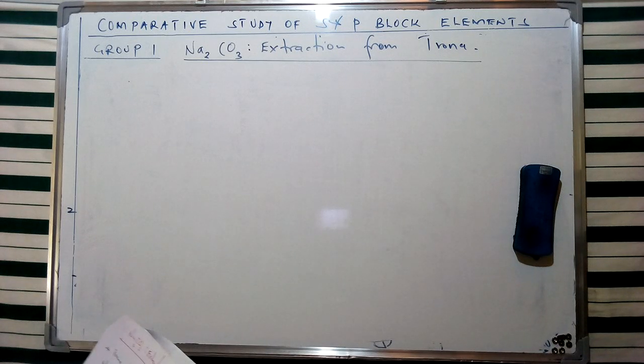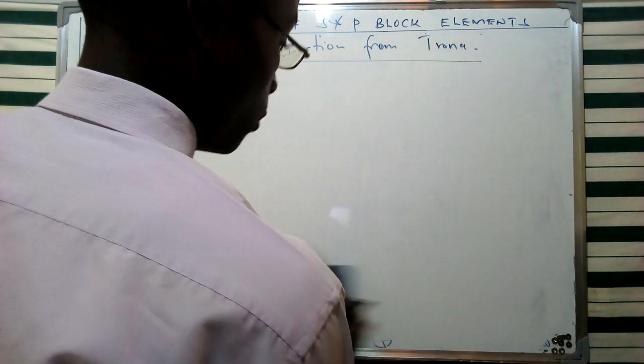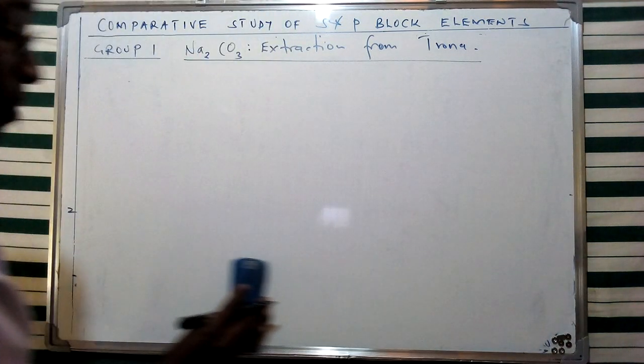This is going to find relevant applications in our day-to-day and industrial processes, like the manufacture of glass, laundry and detergents, domestic softening of water, and chemical manufacturing, like sodium hydroxide. Textile and paper manufacturing are also going to find relevant application of this compound.